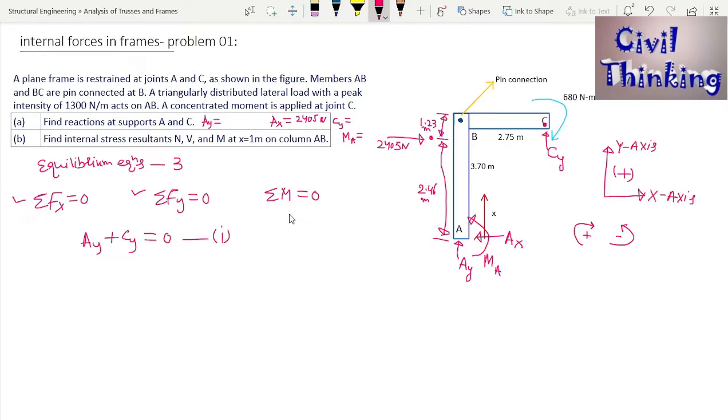Before I apply summation M equal to 0, to simplify this frame, I will split the frame. I will draw the free body diagram of AB and BC, because this frame is made of AB and BC, which are connected with a pin, right? What I'm going to do is break the pin. When I break the pin, they will be separate. So let me draw the free body diagram of AB separate and BC separate.